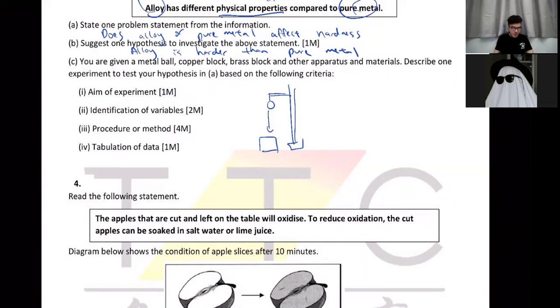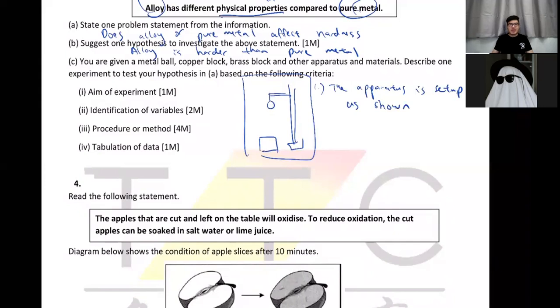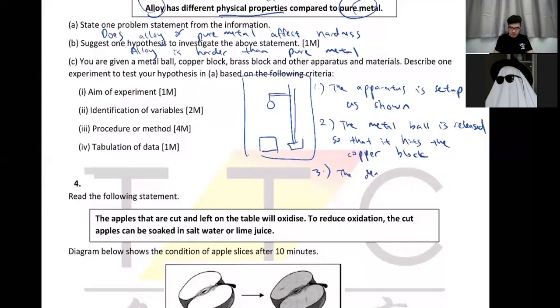Okay, you already know. So procedure. Let me write the procedure. So first, number one, draw this thing. So how do you write your first step? The apparatus is set up as shown. Radas disusun seperti ditunjukkan. And then number two, the metal ball is released so that it hits the copper block. Let's start with copper first lah. Bola logam dibebaskan supaya terkena pada blok kuprum. You translate yourself lah. I'm just too lazy for it. So number three, the dent on the copper block is measured.